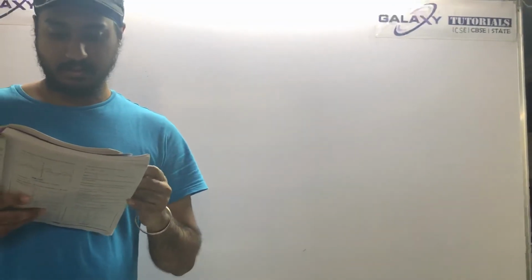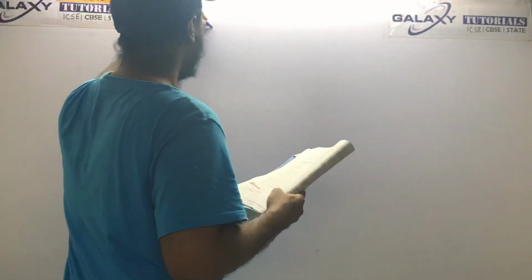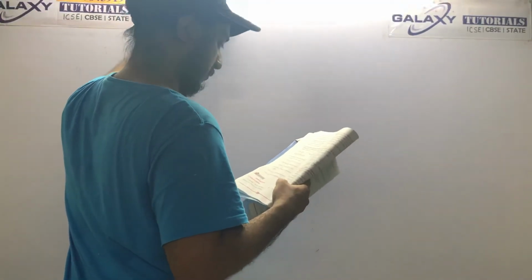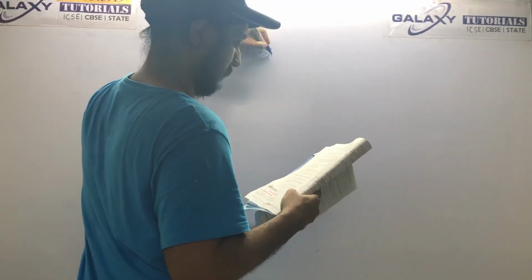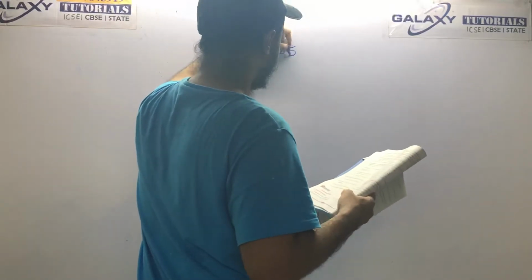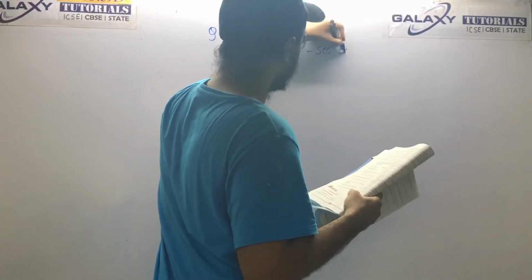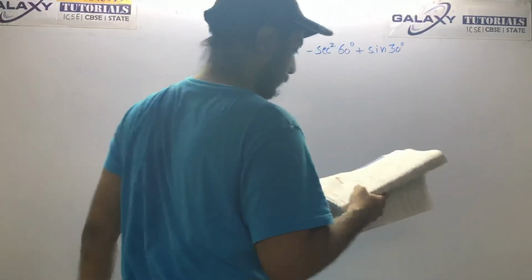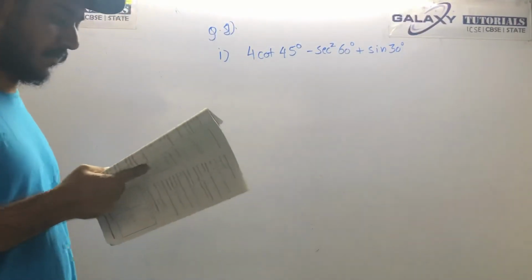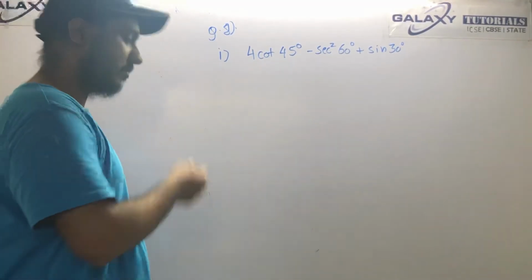Okay, next question. Using tables, evaluate the following. Okay, so the first part is 4 cot square 45 minus secant square 60 plus sin 30. Quite easy part. This is nothing complicated.